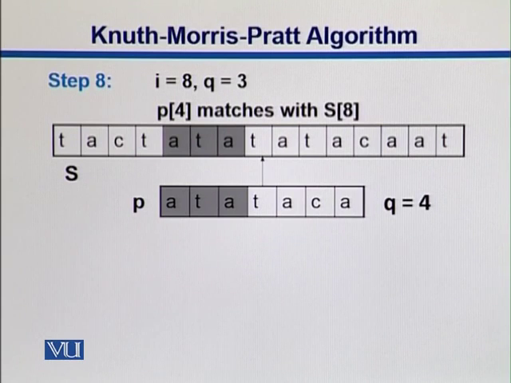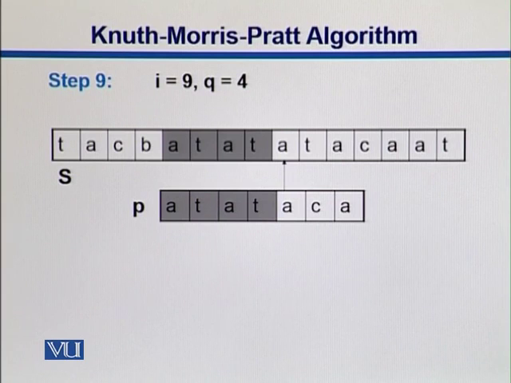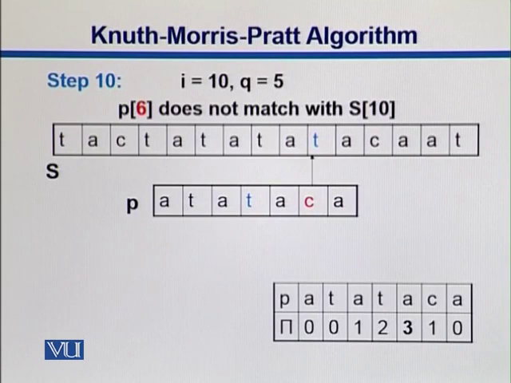Again, t and t match, so q is equal to 4. In step 9, our q is equal to 4. 4 plus 1, we are comparing the fifth character with s of ninth character in the string. And q gets incremented to 5. Okay guys, so here we got another situation where p of 6 does not match with s of 10.